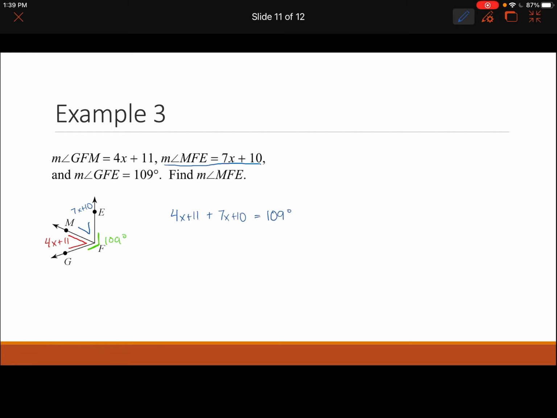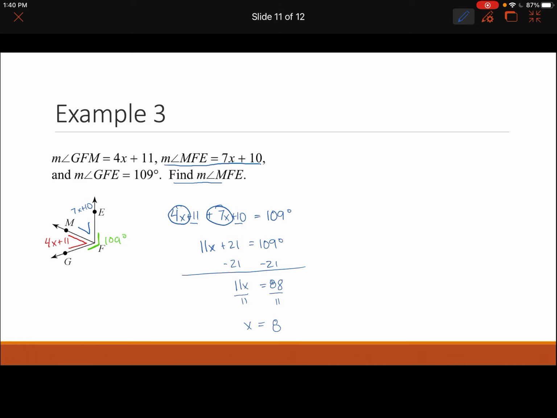So we need to combine like terms on our left side. So 4x plus 7x, that's going to be 11x, and 11 plus 10 is going to be 21. So 11x plus 21 equals 109 degrees. And so next we subtract 21. We get 11x equals 88. And we divide both sides by 11. And so we get x equals 8.